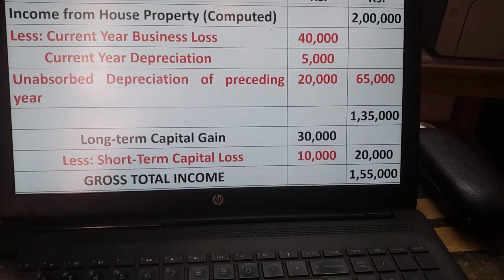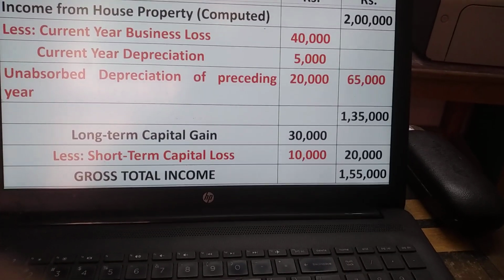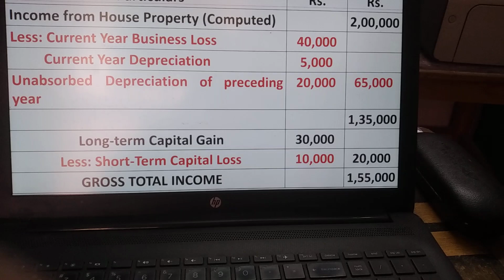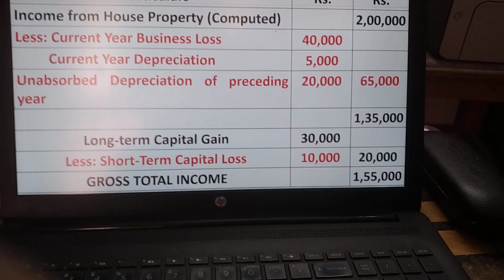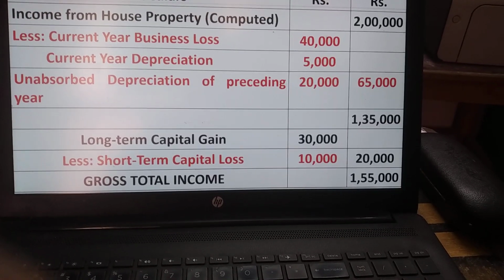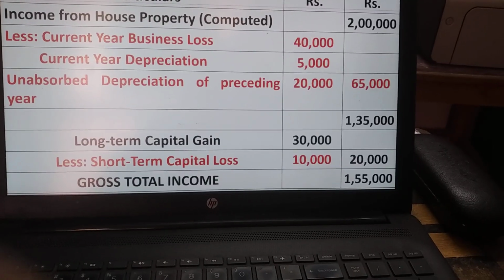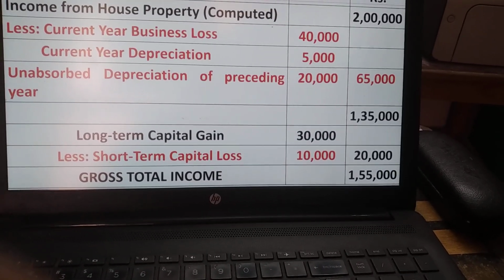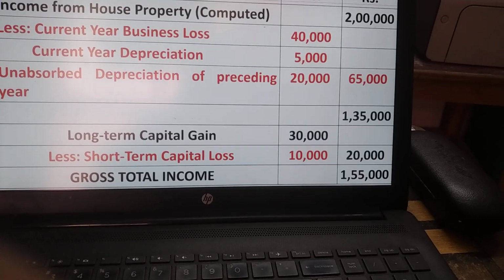First, as I told, step 1, you have to set off the current year business loss of 40,000. After that, current year depreciation 5,000. Step 3, unabsorbed depreciation of the preceding year 20,000. 40,000 plus 5,000 plus 20,000, 65,000 you have to deduct from 2 lakhs rupees. You will arrive at 1,35,000.